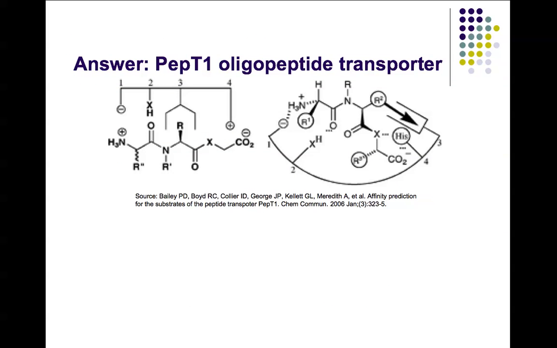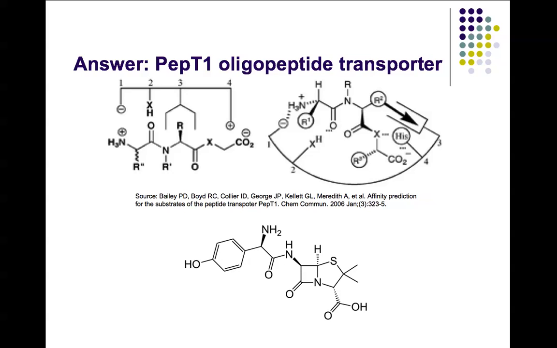The answer to this question is that amoxicillin is absorbed by a carrier-mediated transport process, specifically the PEPT1 oligopeptide transporter. Now, the diagram at the top of this slide just shows how an oligopeptide normally would interact with the transporter in order to be transported across the membrane. Our friend amoxicillin mimics the structure of an oligopeptide, and it also has the necessary functional groups to interact with the transporter and be transported across the membrane.